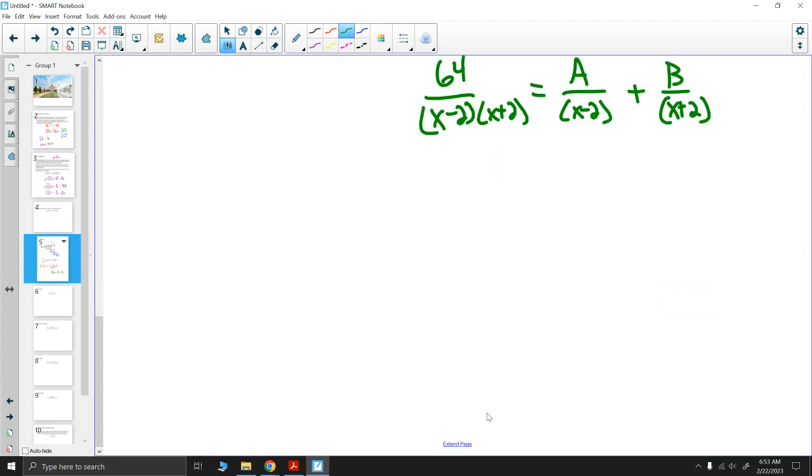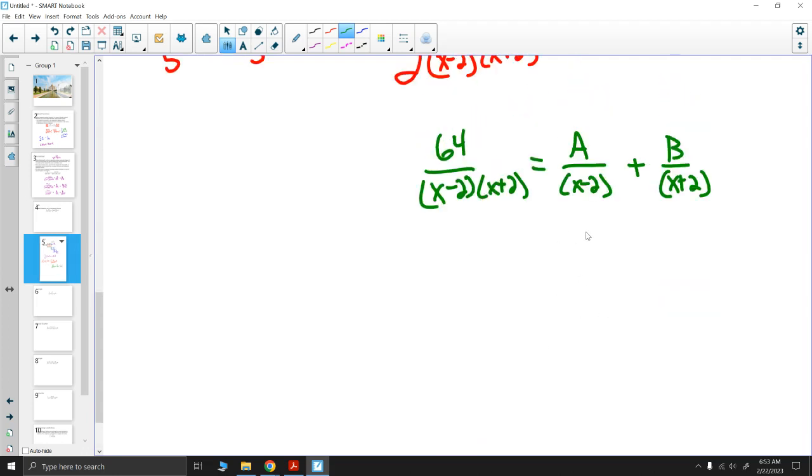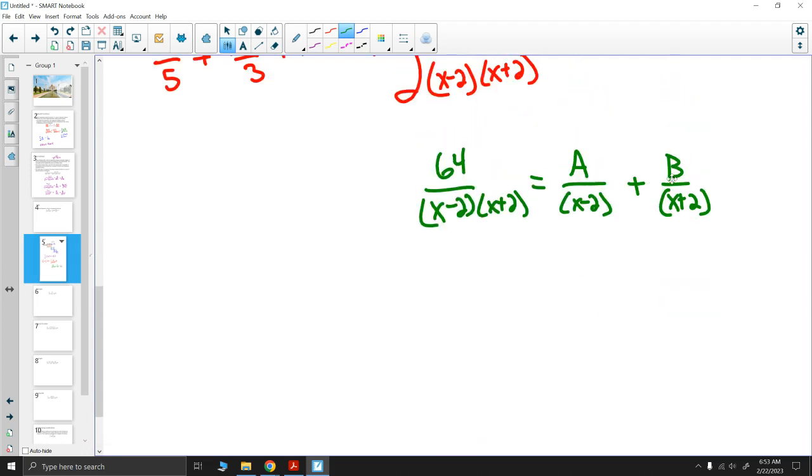So now what we need to do is solve this thing for a and b. What we do is we first get rid of the bottom. So we're going to multiply everything by x minus 2 and x plus 2, to get that off the bottom.